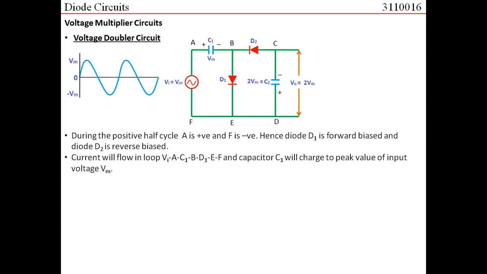This is something which is similar to the clamper circuit that we have discussed in previous online session. So during the positive half cycle, C1 would get charged to Vm.